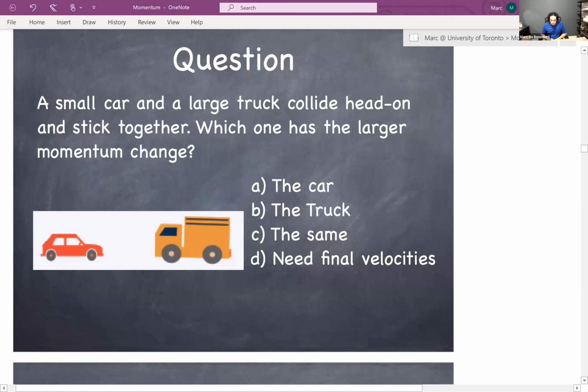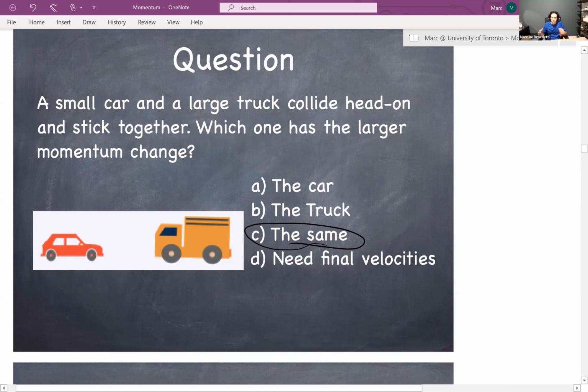Another one. A small car and a large truck collide head on. So maybe you're driving a smart car, and you have a head-on collision with a U-Haul truck. Let's hope you don't, but I'm just saying, hypothetically in the question. Which one has the larger change in momentum? Well, momentum has to be conserved. So which one has the larger change in momentum? It has to be the same.